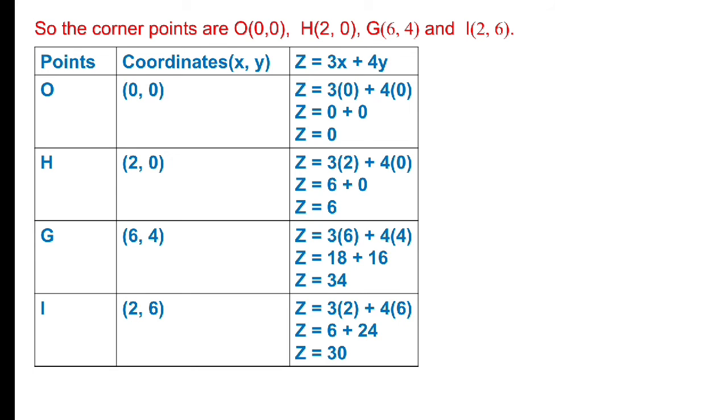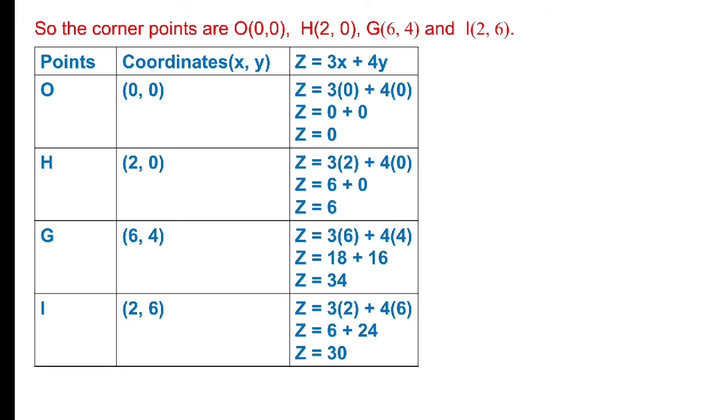At 0, 0: z equal to 3 of 0 plus 4 of 0, both values are 0, so the z value will be 0. For H, the x value is 2 and the y value is 0. Substitute 3 into 2 plus 4 into 0, which simplifies to 6. So at point 2, 0, the z value is 6.